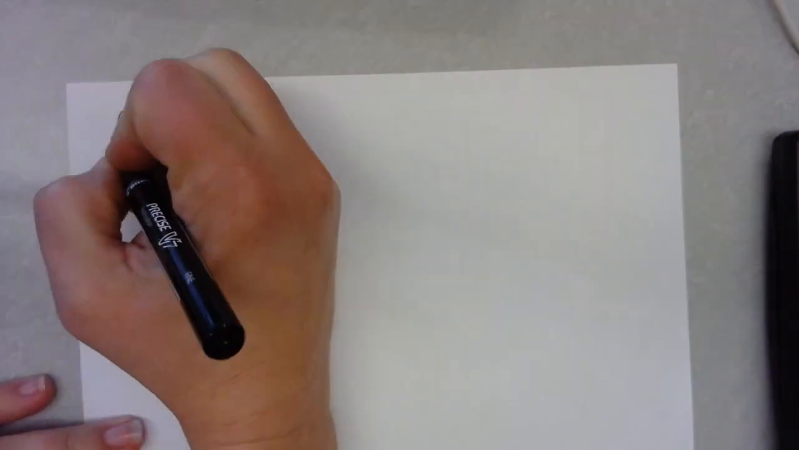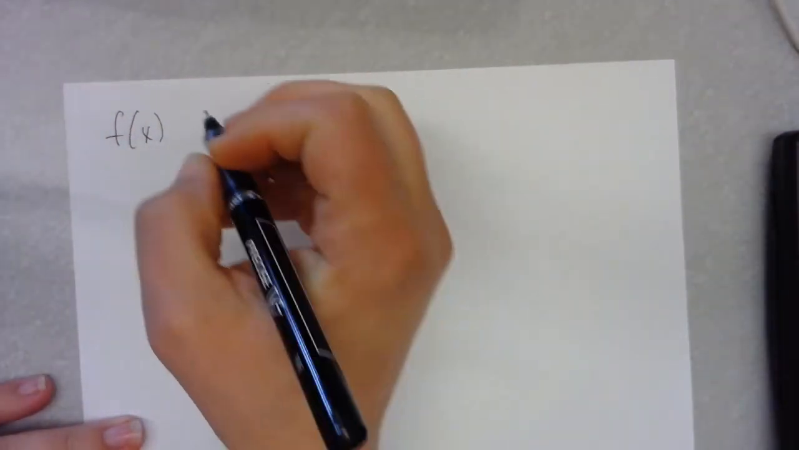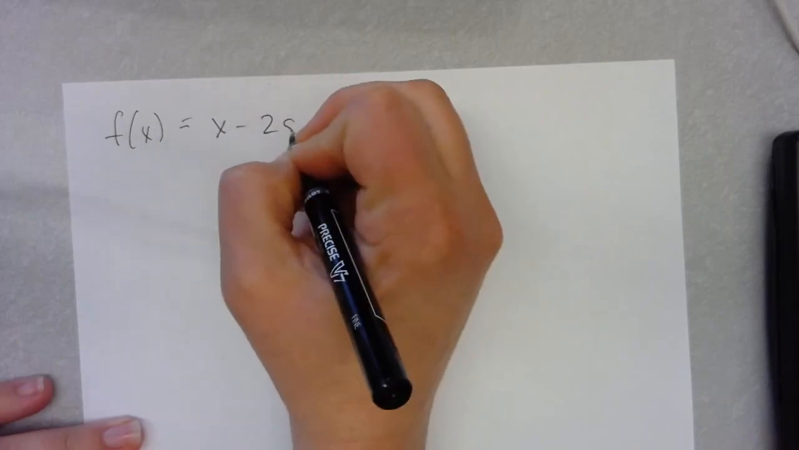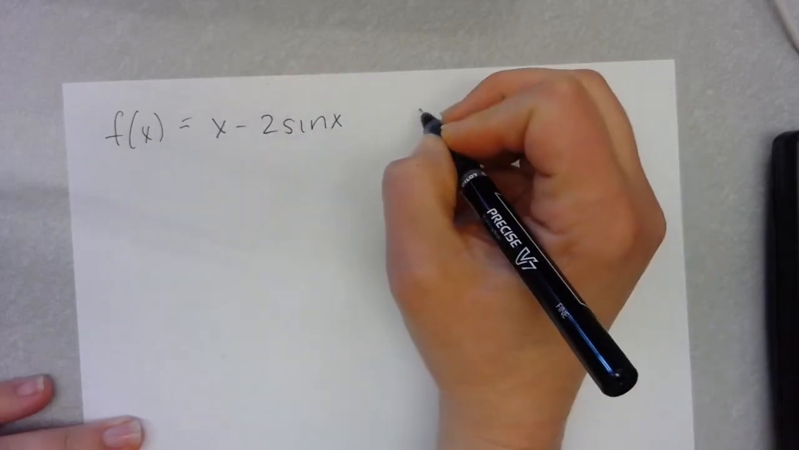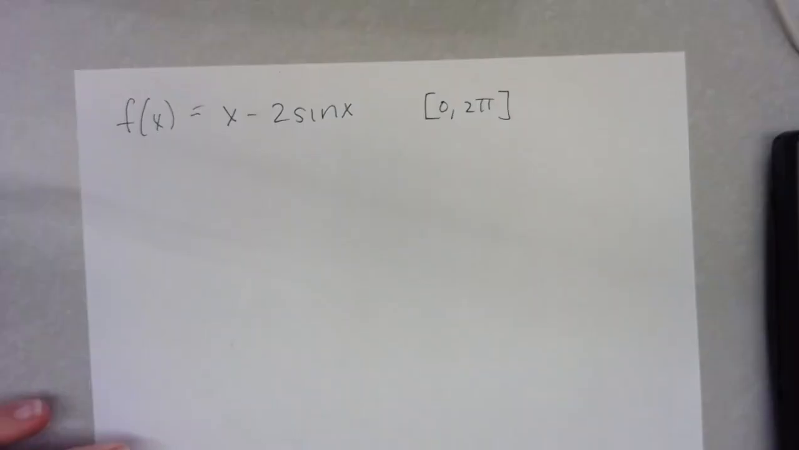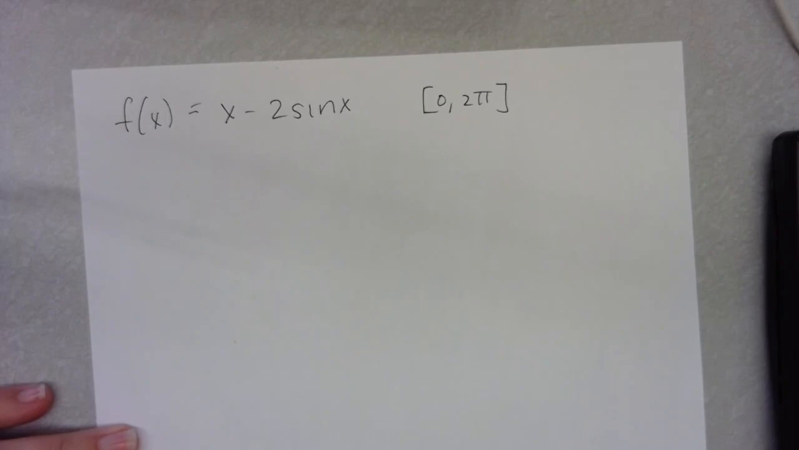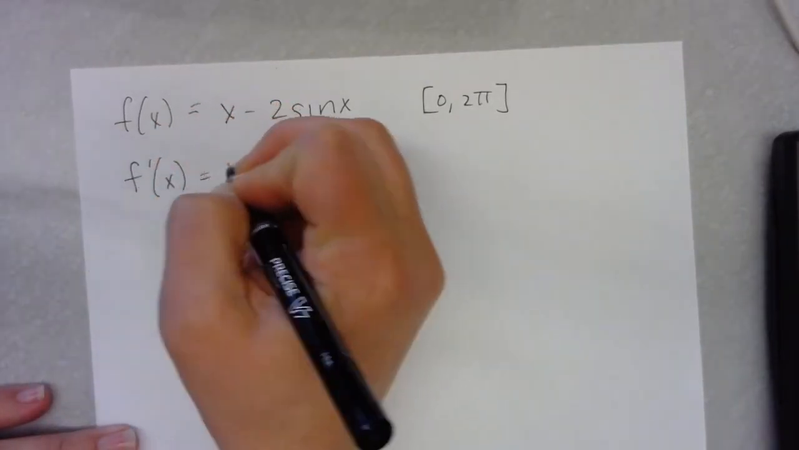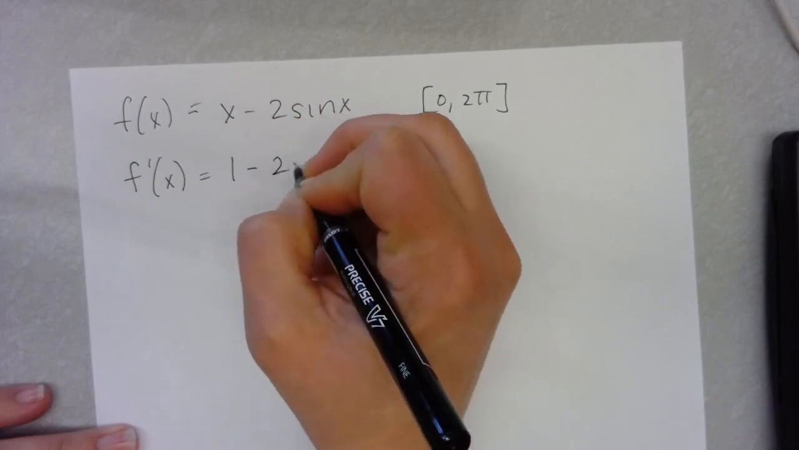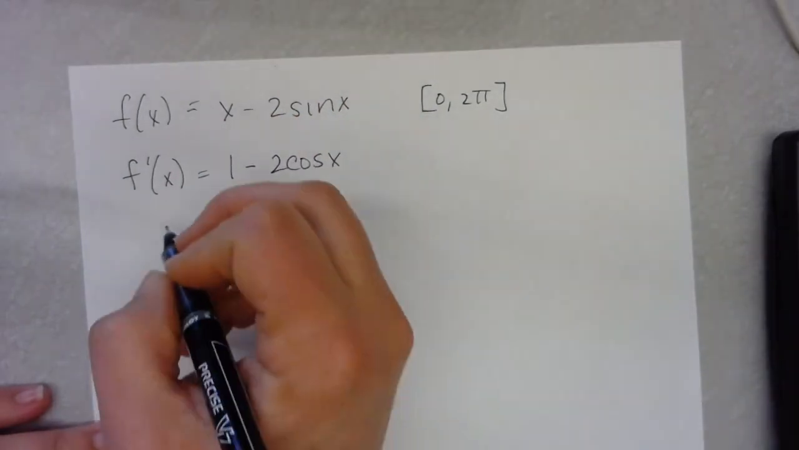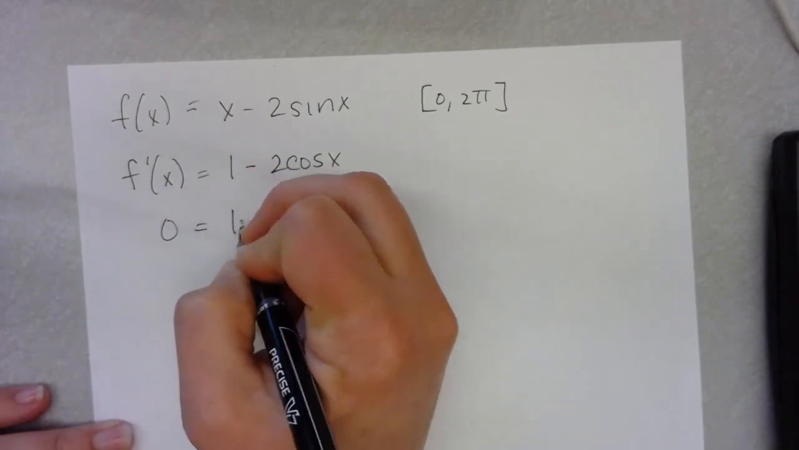All right, so we can't leave out some trig examples, so let's do a trig example. So we have f of x equals x minus 2 sine of x in the interval from 0 to 2 pi. So we're on a closed interval. So to find our critical points, we're going to do the derivative. So f prime of x equals 1 minus 2 cosine of x. And now we can set our derivative equal to 0 to find our critical numbers.